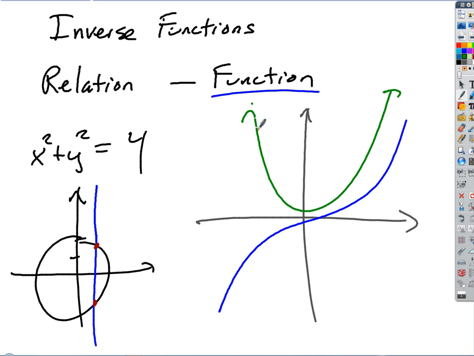All right, so we're going to start with relations here, and we're going to talk about what it means to be an inverse relation, and that's a very loose definition. And then we're going to tighten that up a little bit and say, okay, now what would have to happen for there to be an inverse function? Okay, so an inverse relation. Everybody remember what that is?